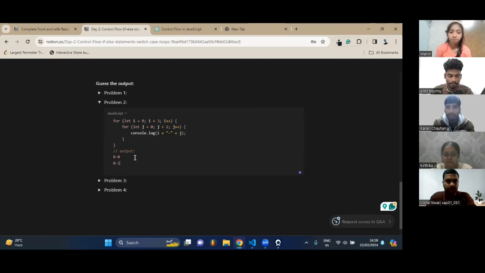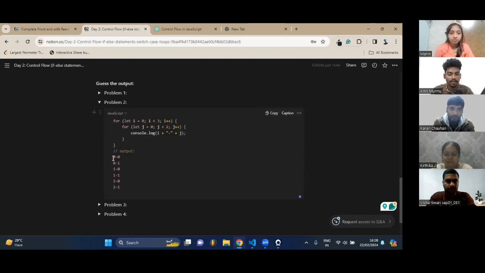Okay, then 1 dash 0 and 1 dash 1, then 2 dash 0 and 2 dash 1. So this will be the output. Yeah, give me a dry run for this much only.